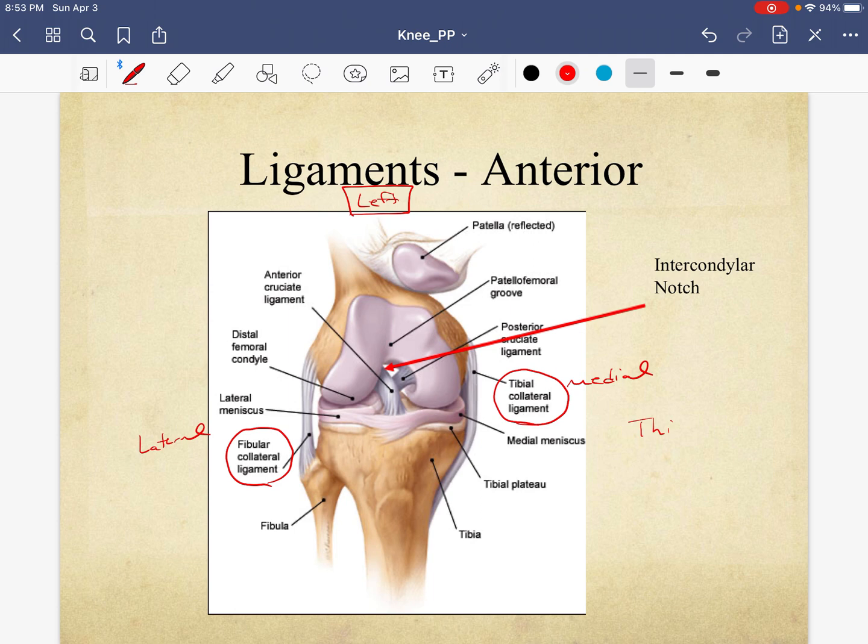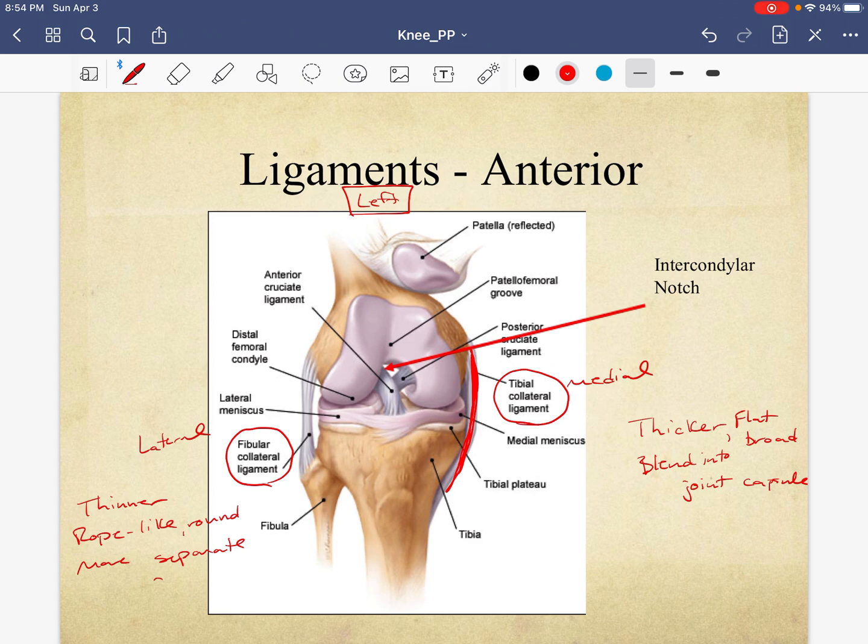The medial collateral ligament is thicker. We'll see this even more on the model. The medial tends to blend into the joint capsule. Even though we don't see the joint capsule in this picture, we certainly can see that the MCL is closer to the joint. See how it hugs the joint? On the other hand, the lateral collateral ligament is overall thinner. It tends to be more rope-like. The MCL is thicker and kind of flat and broad, whereas the LCL is thinner, but it's more rope-like, more round. It's a little bit more separate from the joint. It doesn't blend into the joint capsule. It's a little bit further away.